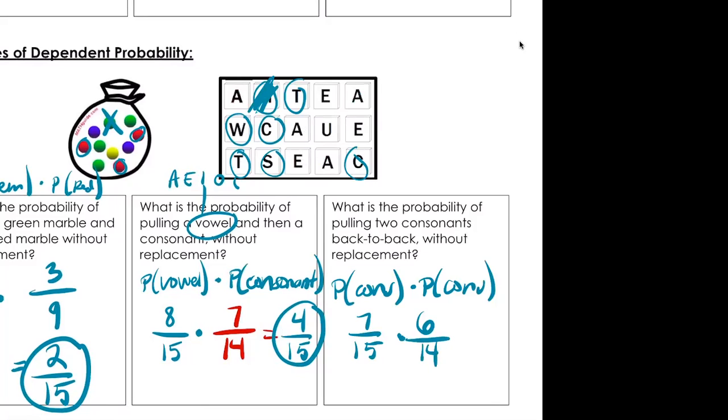You count everything except the one that's crossed out. So 7 out of 15 times 6 out of 14 gives you 1 out of 5. The probability of you pulling 2 consonants back to back is 1/5.